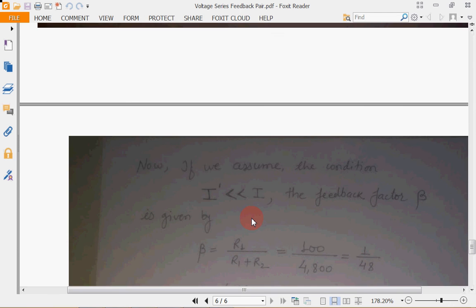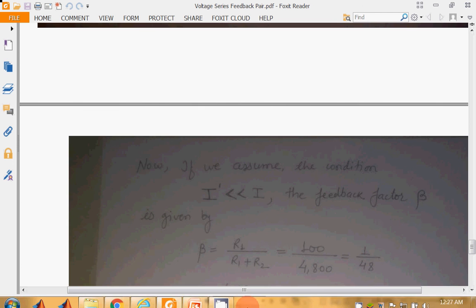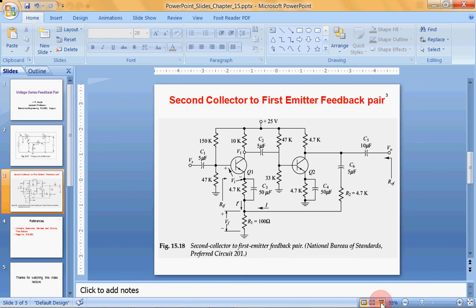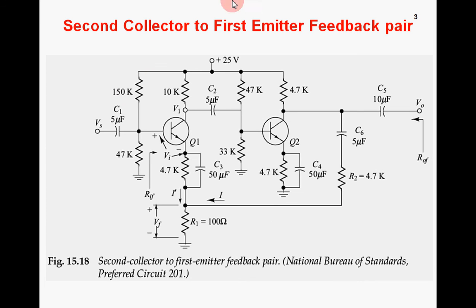Now if we assume the condition that we have already discussed, that this current I prime is far less than I, let me show you the diagram once again. If we assume that this current I prime, the current which is flowing from this path, is far less than this current I, in that case what will be the voltage drop across R1? That will be R1 into I, and that will be same as the feedback voltage Vf.